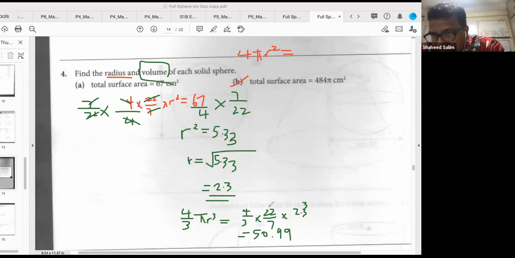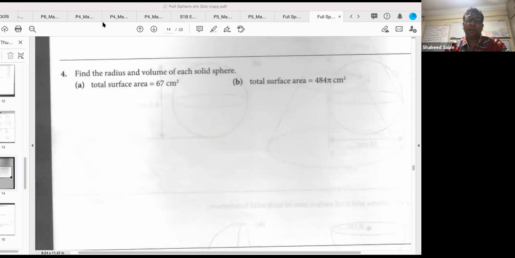Easy, yeah? Ryan, are you okay? Okay, yeah. I know everyone is nodding. I do not know whether... Okay, we will go to another question now. This question is dealing with exterior angles of polygons. You remember, not? Exterior angles of polygons.